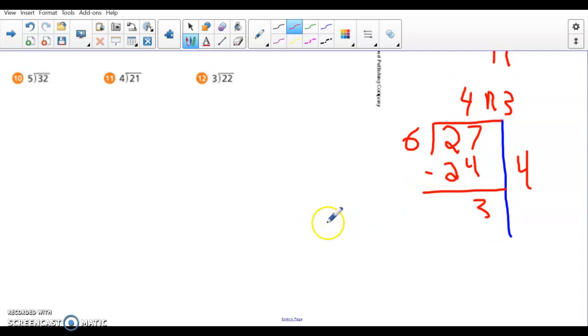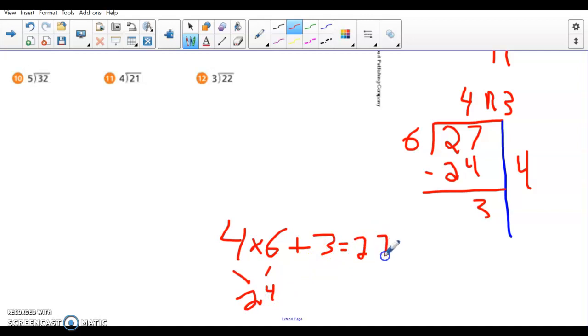And I would check that by saying, okay, my quotient, or my answer, is 4 times 6 plus my remainder, which is 3. Well, 4 times 6, that's 24. 24 plus 3 gets me back to 27. So I know that my answer must be correct.